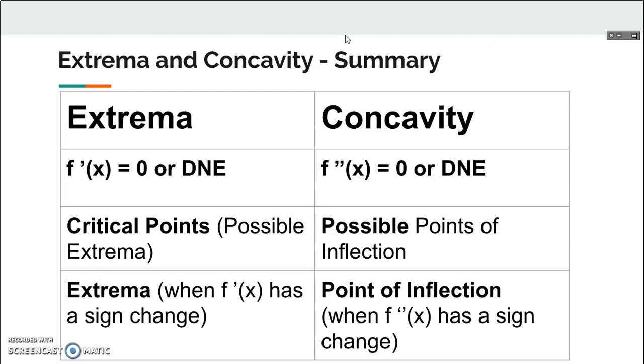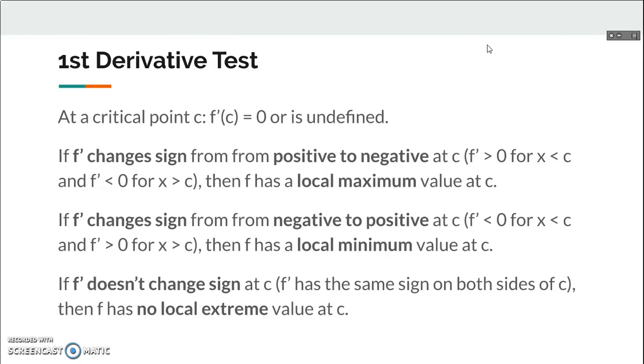So we left off on this slide. Again, super important. Make sure you understand all this information. So we're going to talk about a few theorems or tests really, and then we'll look at the graphs and the relationship between f prime and f double prime, and then we'll do some word problems at the end.